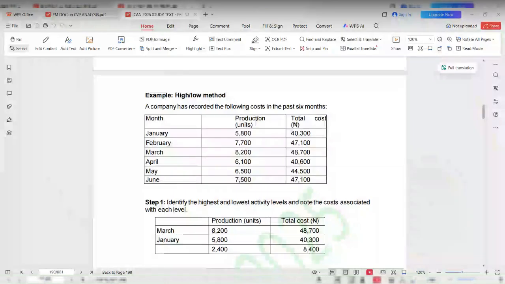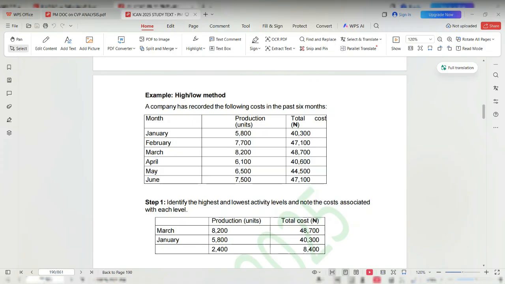You can also use the lowest method as well. This is the highest total cost and highest activity level. If you use the lowest cost and lowest activity level, you will still get 20,000. You can check it. So what is the lowest? The production unit is 5,800, and the total cost Y is 40,300.